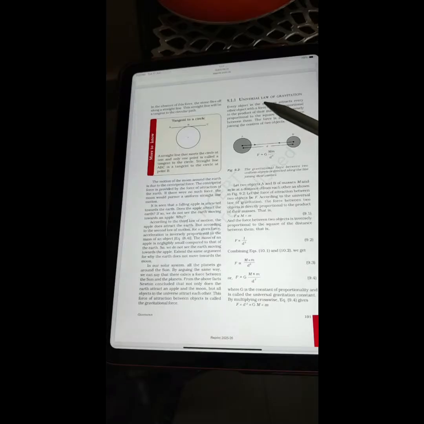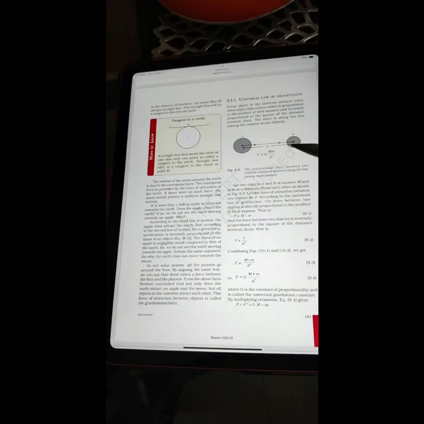9.1.1 Universal Law of Gravitation. Every object in the universe attracts every other object with a force which is proportional to the product of their masses and inversely proportional to the square of the distance between them. The force is along the line joining the centers of two objects.